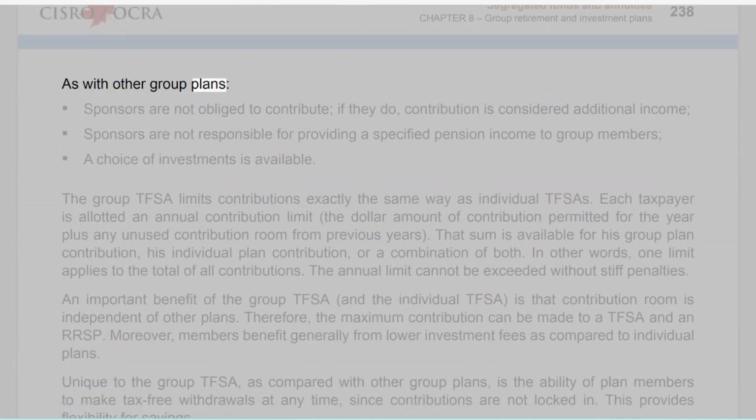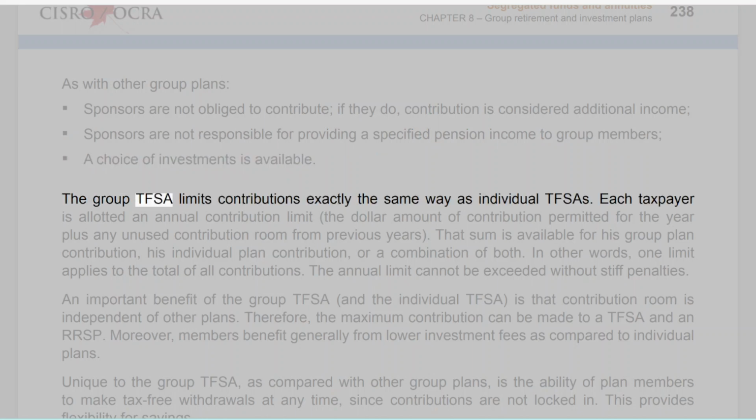As with other group plans, sponsors are not obliged to contribute. If they do, contribution is considered additional income. Sponsors are not responsible for providing a specified pension income to group members. A choice of investments is available.